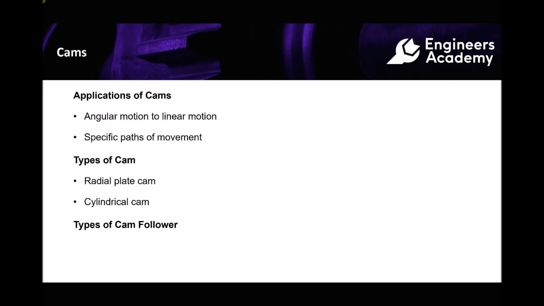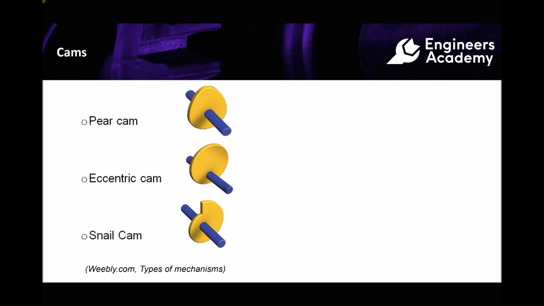So next, let's consider the different types of cam. And once again, there's various other different types of cam, but we're going to look at two in particular. We're going to look at the radial plate cam and the cylindrical cam. Now, the types of cam that we've been discussing up to this point are known as radial plate cams. And basically, they're a disc of material of a given thickness.